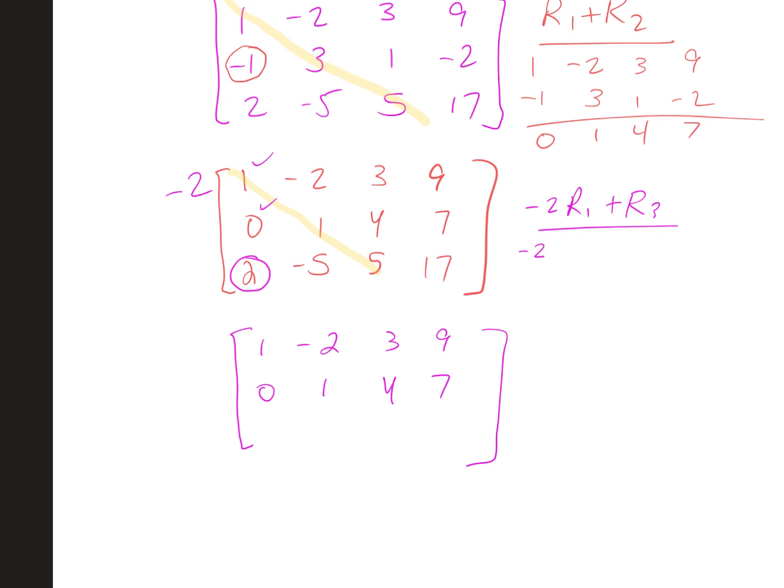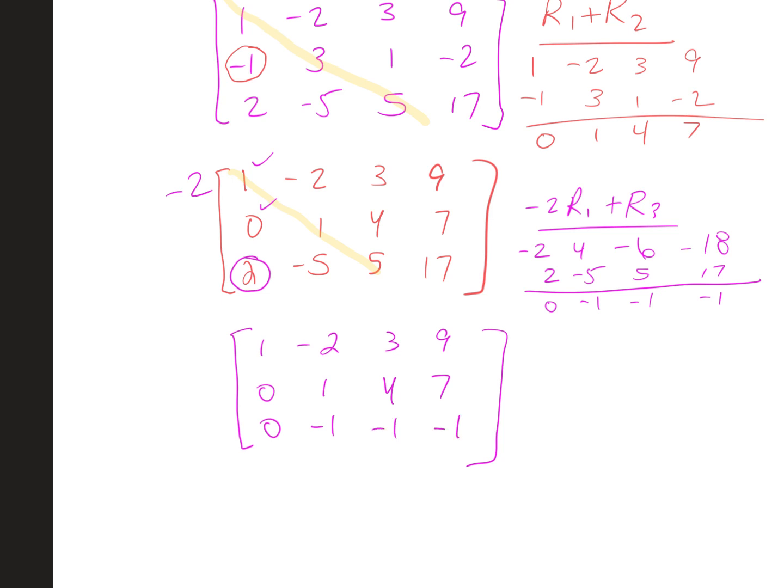Negative 2 times 1 is negative 2. Negative 2 and negative 2 is 4. Negative 2 and 3 is negative 6. And negative 2 and 9 is negative 18. And then I have 2, negative 5, 5, and 17. When I combine these, what's negative 2 and 2? 0. What's 4 minus 5? Negative 1. What's negative 6 plus 5? Negative 1. And what's negative 18 plus 17? Negative 1. So 0, negative 1, negative 1, negative 1.